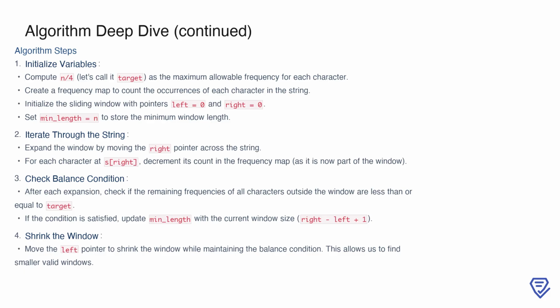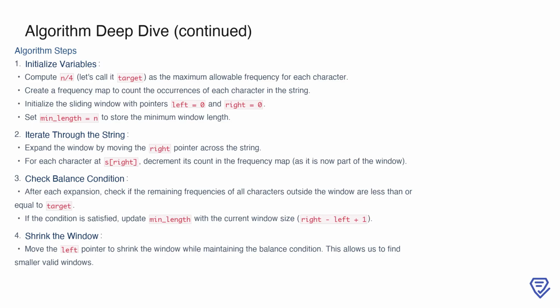To implement the algorithm, we start by initializing a few variables. First, compute the target frequency, which is n/4, as this represents the maximum allowable count for each character. Next, create a frequency map to count the occurrences of each character in the string. We also initialize sliding window pointers left and right to 0, and set min_length to n, which will store the smallest window size that satisfies the balance condition.